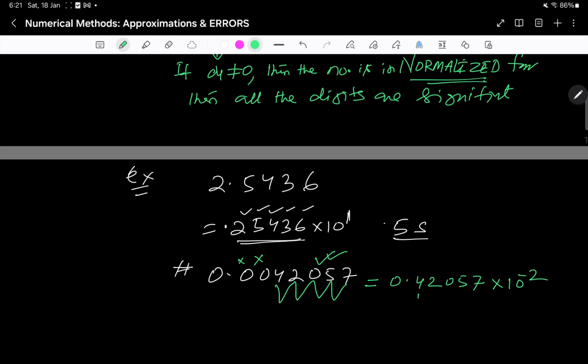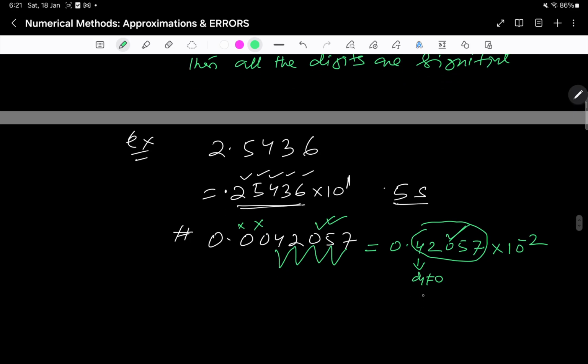So you see, my d1 is not equal to 0 here now, okay. Now all the digits are significant here, so this 0 is significant too. How many significant figures here? There are 1, 2, 3, 4, 5 significant figures, okay. These significant figures play an important role while we approximate the numerical results.